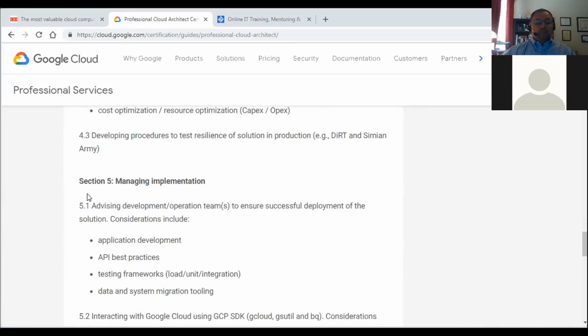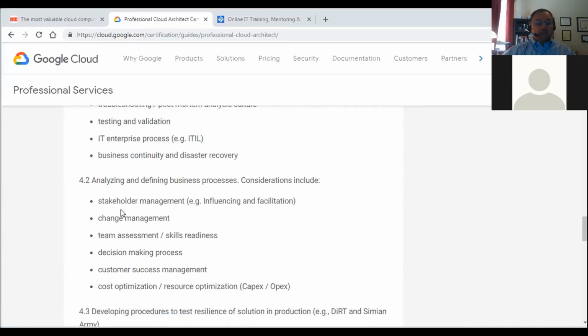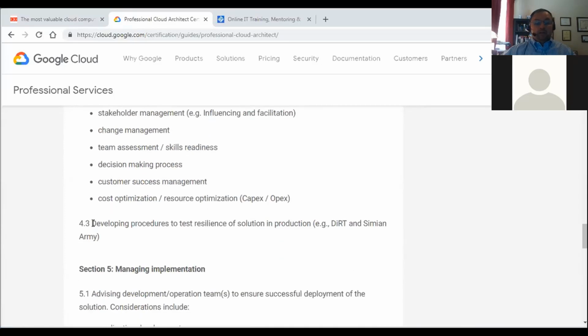Now, if you go down here, advise. So once again, analyze. Now, develop. Okay, you need to use tools like Dirt, Simian Army. Okay, I'll be honest, most cloud architects I know have no clue what those are. So you need to know what those are.